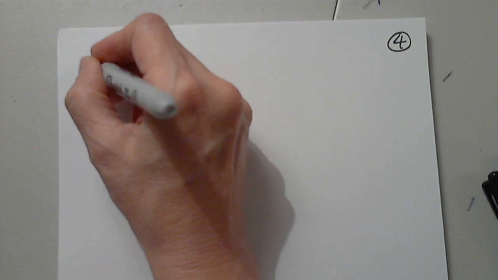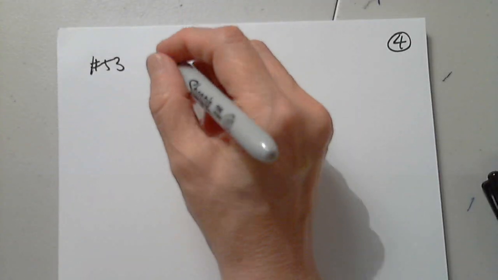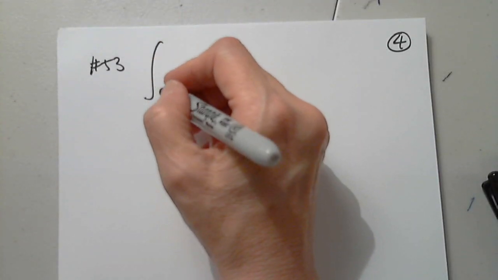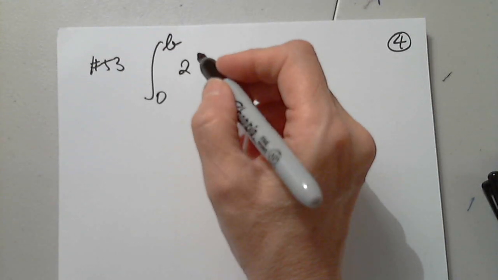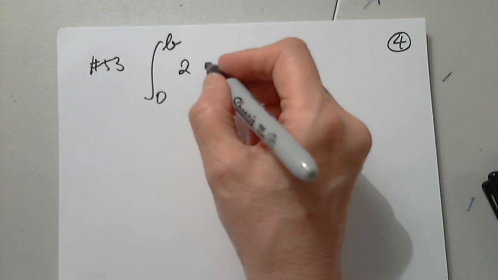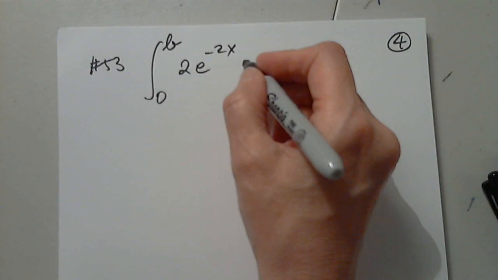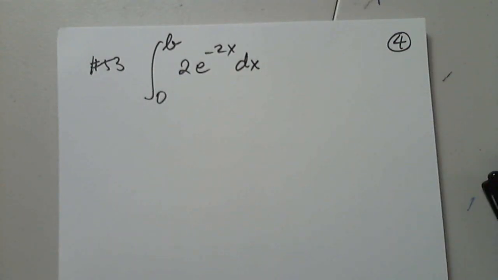Okay, I will pick 53. The integral from 0 to b. B is a number, it's just not given to us. They're hiding it. Okay, fine. Not a big deal. So 0 to b from e to negative 2x dx.